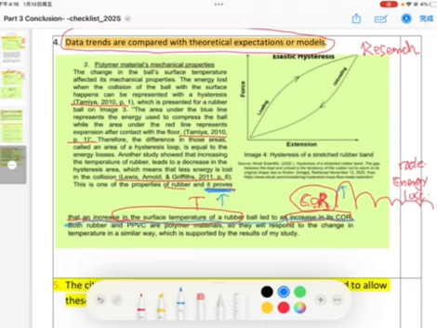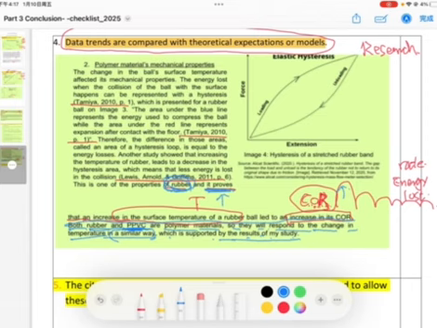And now he is using this PPVC. He's not using rubber, but the research paper that he found is about rubber. Okay, and now let's see how he used this research to justify his conclusion. He says both rubber and PPVC, he's using PPVC, are polymer materials, so they will respond to the changes in temperature in a similar way, okay, which is supported by the result of my study.